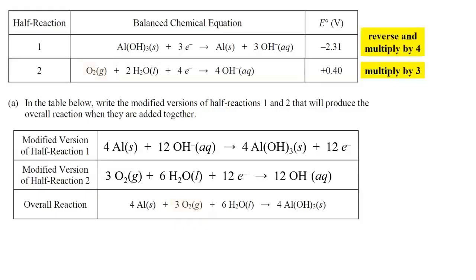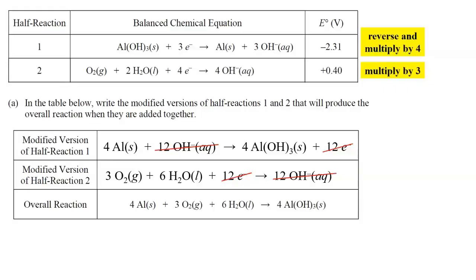So now, considering that there are substances that appear on opposite sides of the equations that can be canceled out, I can cross off the 12 moles of hydroxide ions on opposite sides of the equation, and I can also cross off the 12 moles of electrons on opposite sides of the equation. So when the modified version of half reaction number 1 is added to the modified version of half reaction number 2, it does produce the overall reaction. So that is my answer to part A of this question.